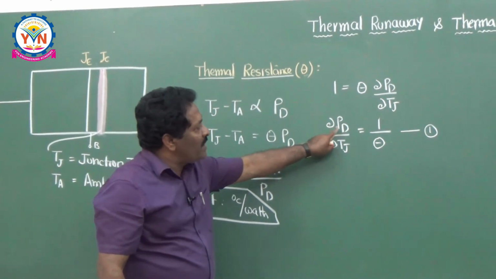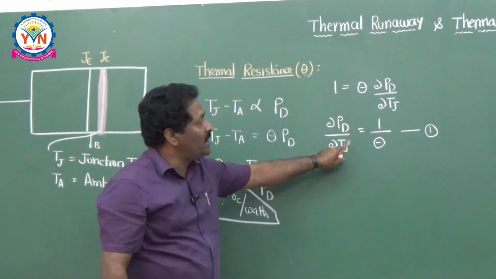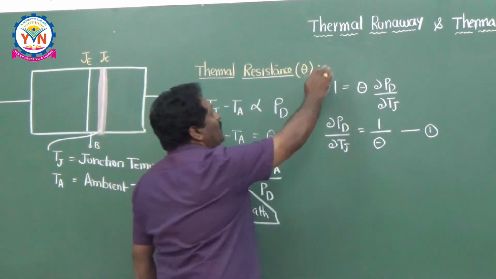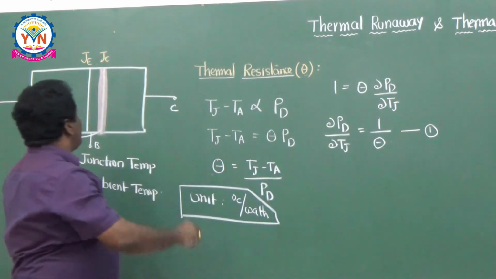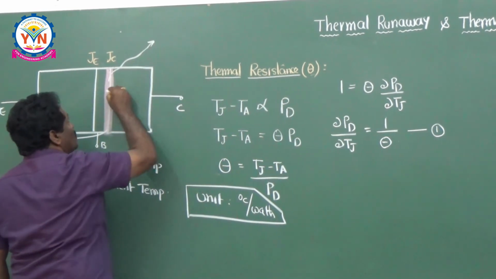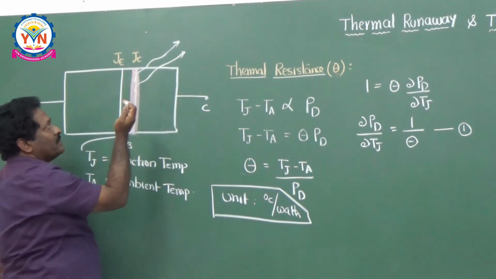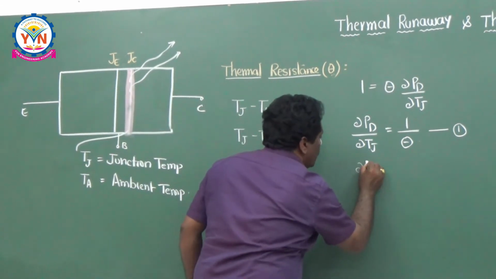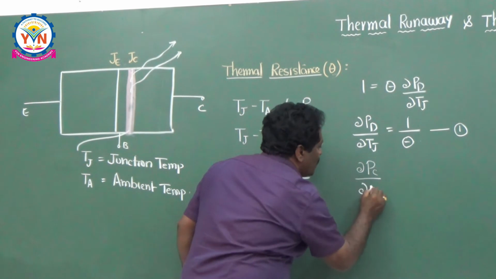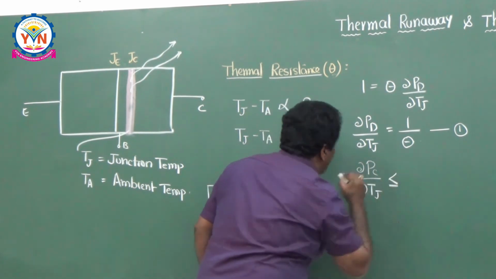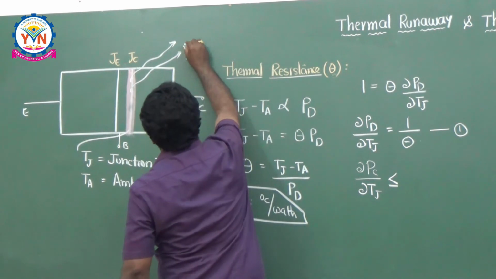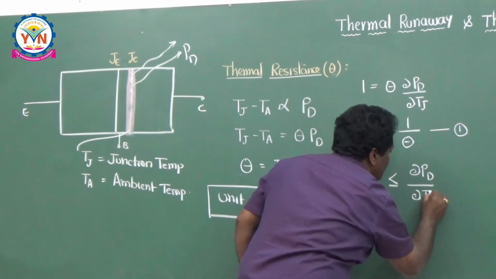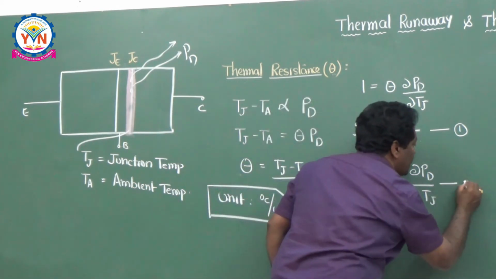So, change of power dissipation with junction temperature is equal to 1 by theta. Theta is a thermal resistance. I already told you, in order to avoid this thermal runaway, whatever the heat that is dissipated from this junction should be more compared to the heat generation. But what is the heat generation here? Dou Pc by dou Tj should be less than or equal to the dissipated power. The dissipated power is Pd, so it is dou Pd by dou Tj. This is the condition required to avoid the thermal runaway. Let it be the second equation.